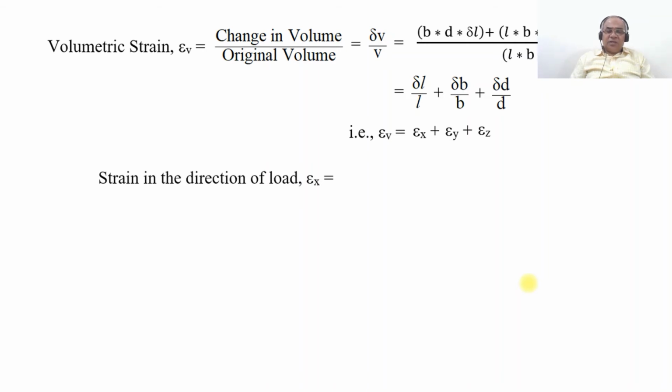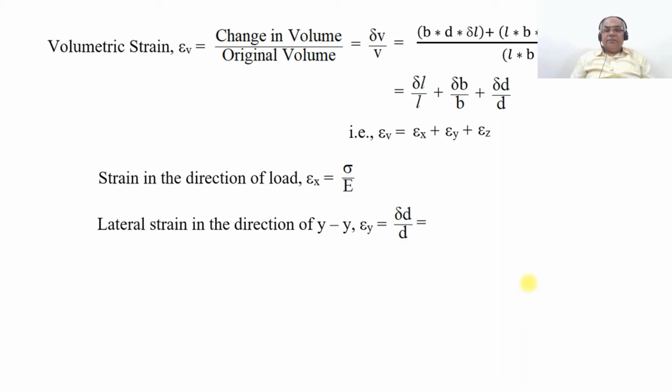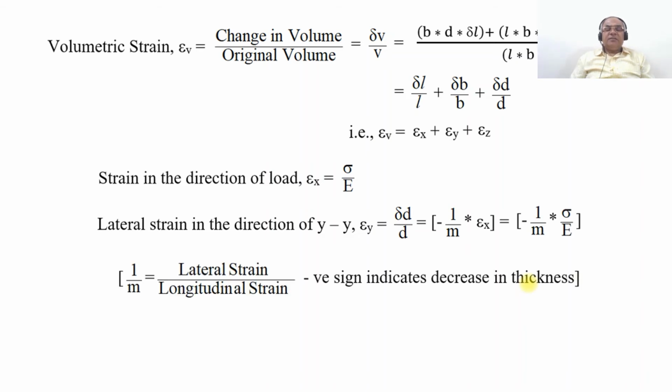Strain in the direction of load, that is epsilon X, will be equal to sigma by E. The lateral strain in the direction of YY, which is epsilon Y, will be equal to delta D by D, which is equal to minus 1 by M into epsilon X, which will be equal to minus 1 by M into sigma by E. Here 1 by M is the lateral strain by the longitudinal strain. The negative sign indicates a decrease in thickness.